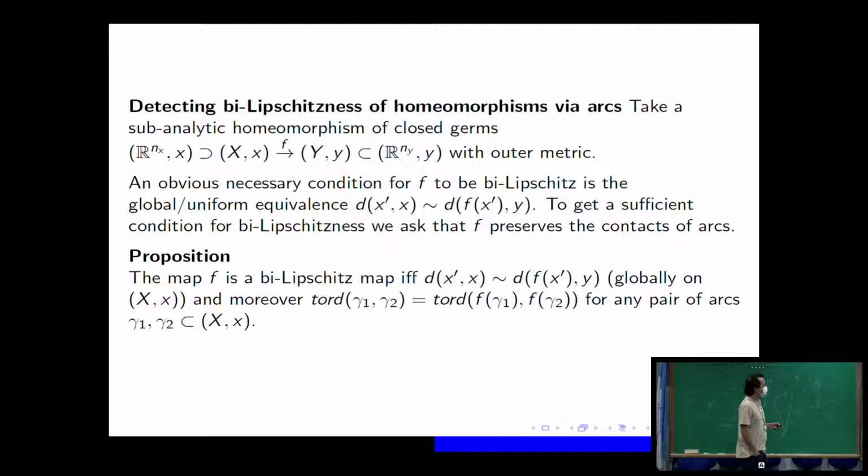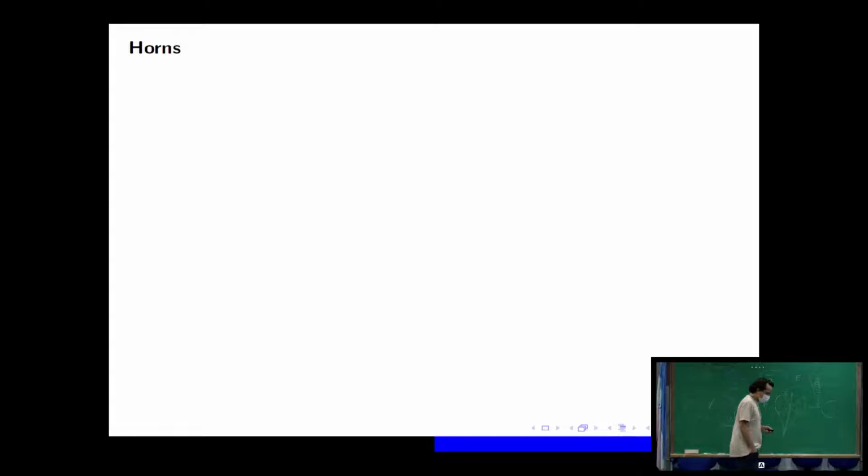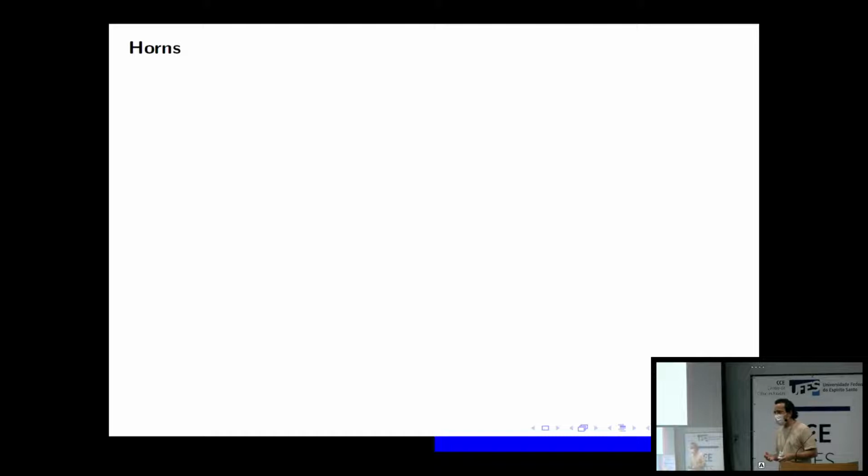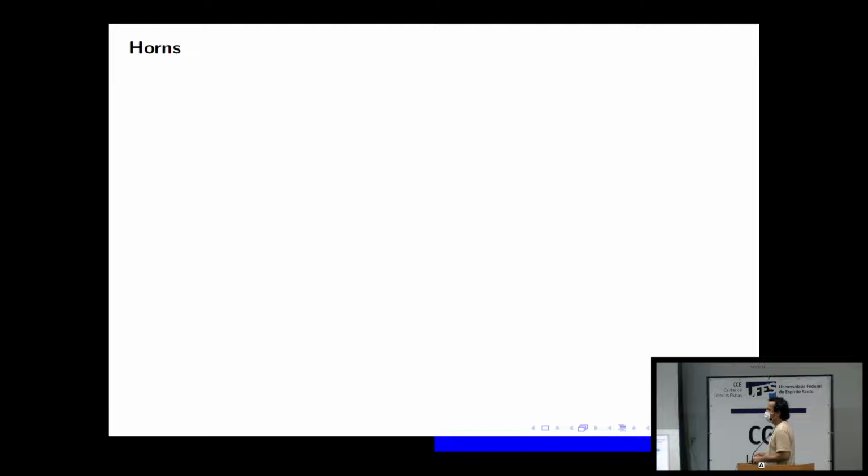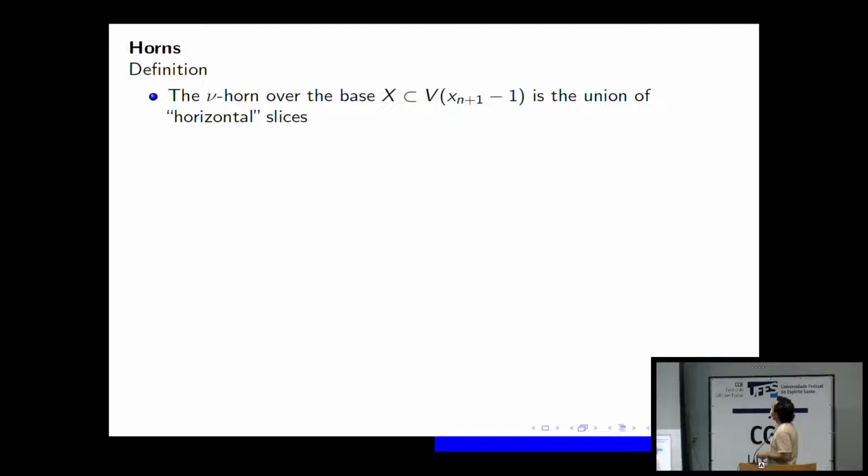And as said in the abstract, in the title of the talk, the idea is to study germs from the metric point of view, considering horns. The horn is an object like this. Let me give the definition. You take a base, which is the zero set of this, a hyperplane. So a horn is a union of the horizontal slices of this.